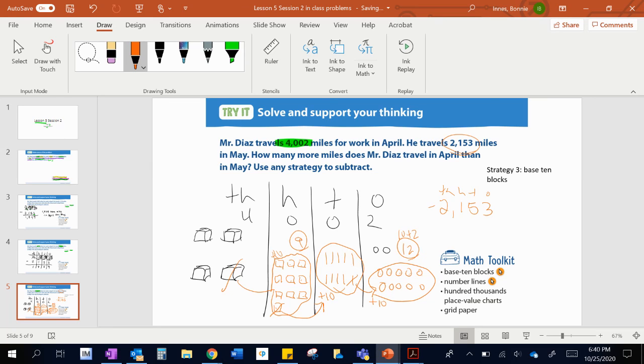Now my problem is all fixed in the ones. Now I can take away 3. So I'm going to go 1, 2, 3. I have 1, 2, 3, 4, 5, 6, 7, 8, 9 left. I'm going to go over to my tens place. I need to take away 5. 1, 2, 3, 4, 5. I have 1, 2, 3, 4 left. Go to my hundreds. I need to take away 1. I have 1, 2, 3, 4, 5, 6, 7, 8 left.